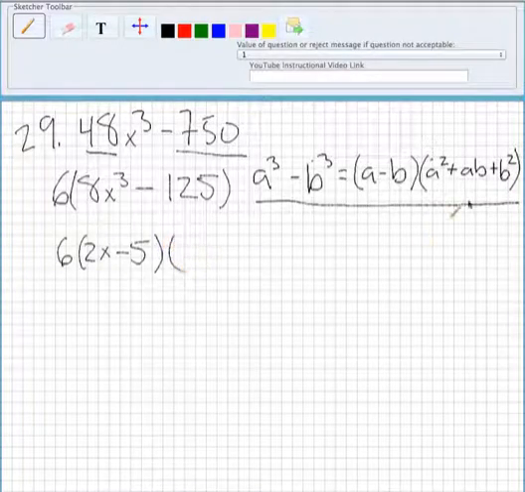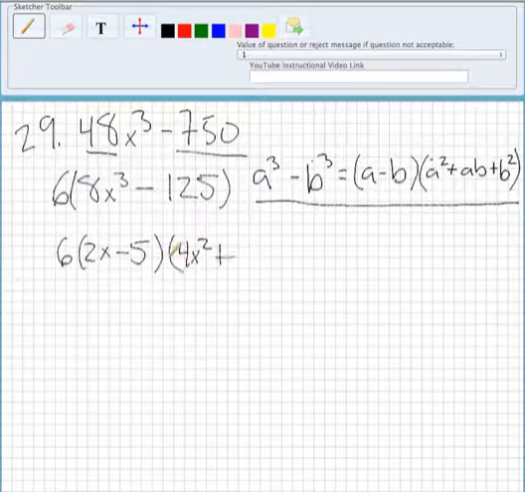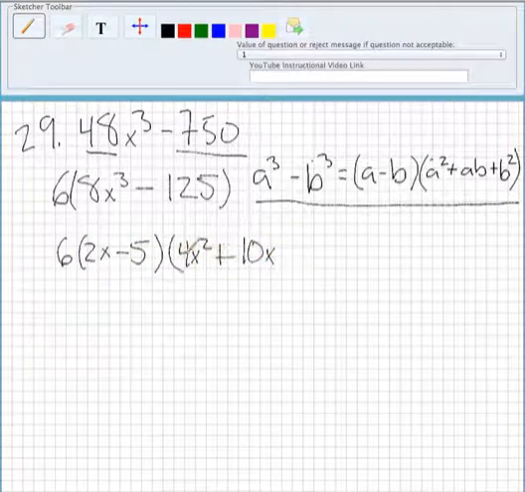Our second parentheses is just going to be this first term squared. So you square both of them. It's going to be 4x squared. And then we add the next term, which is the two terms multiplied together. And don't worry about this negative sign right here. We're just going to take the positives of each. So it becomes 10x. So it's going to be 4x squared plus 10x.